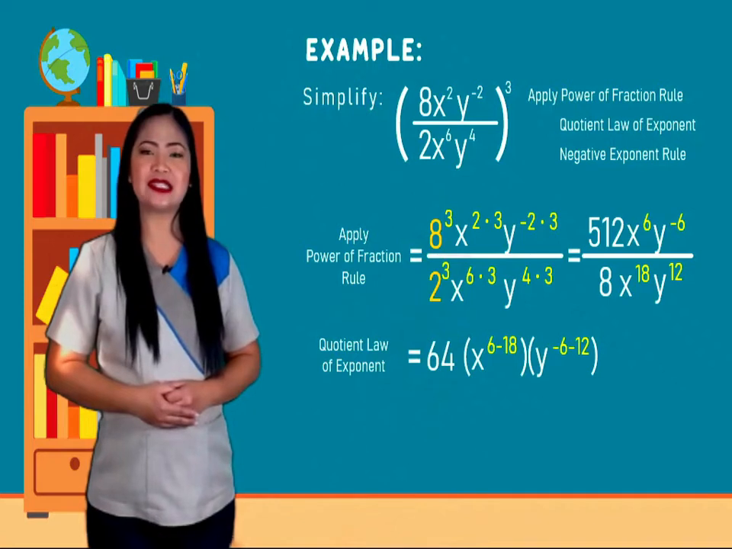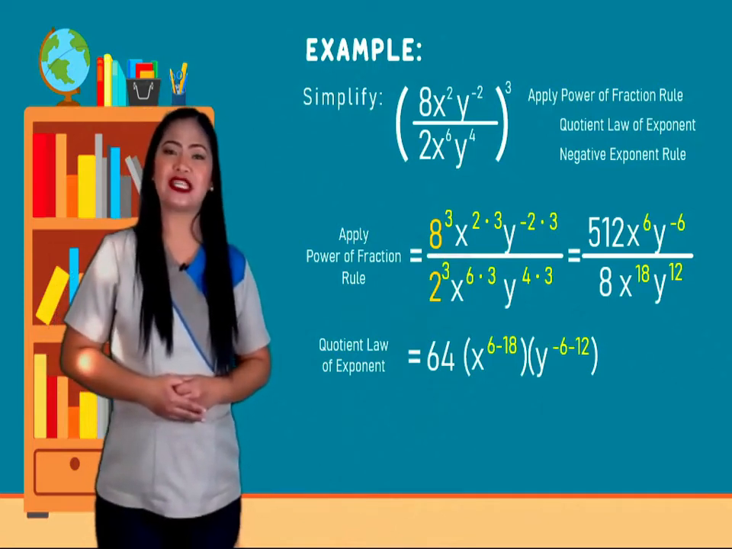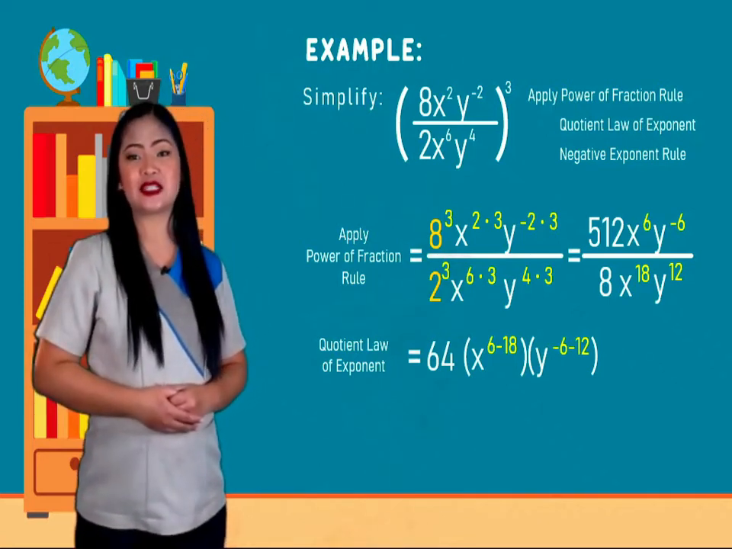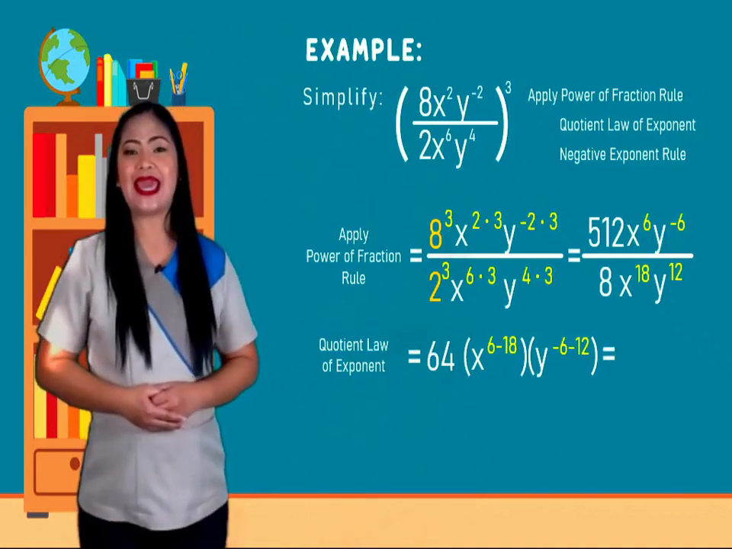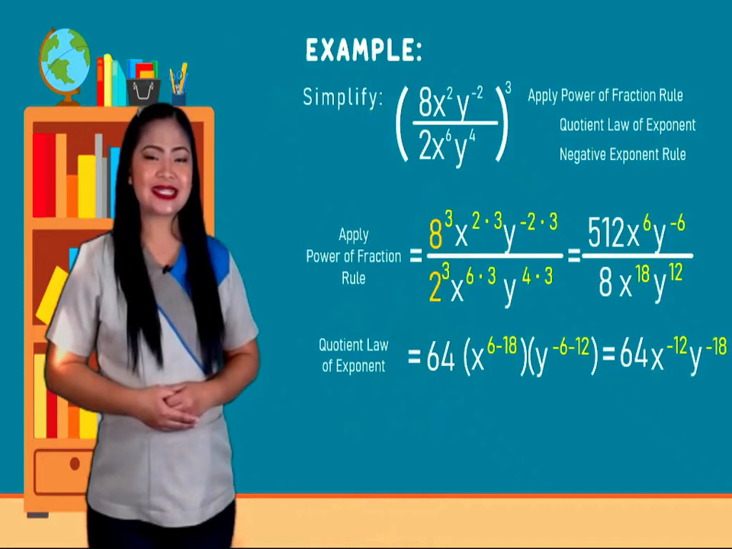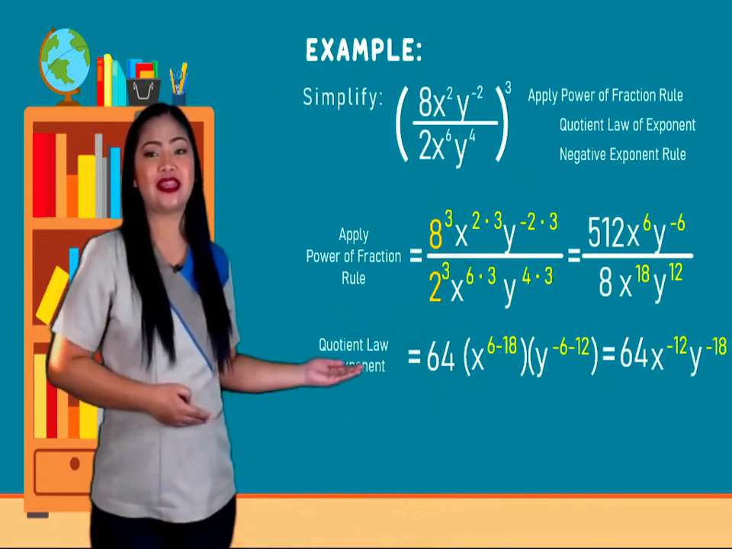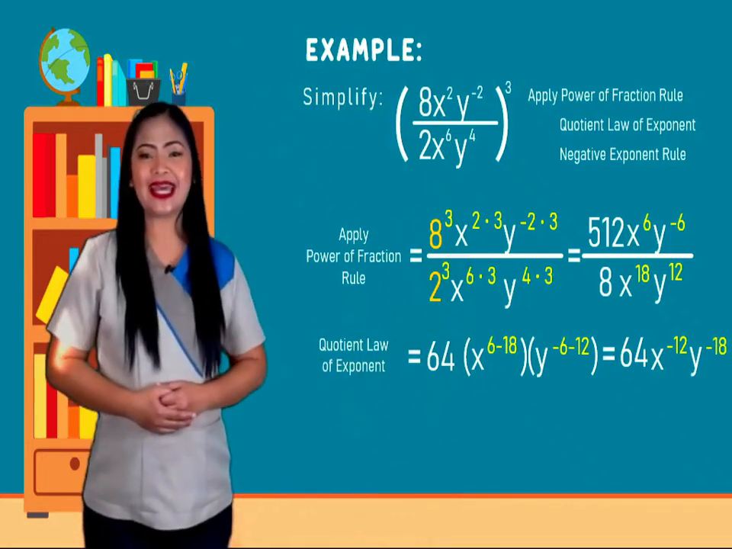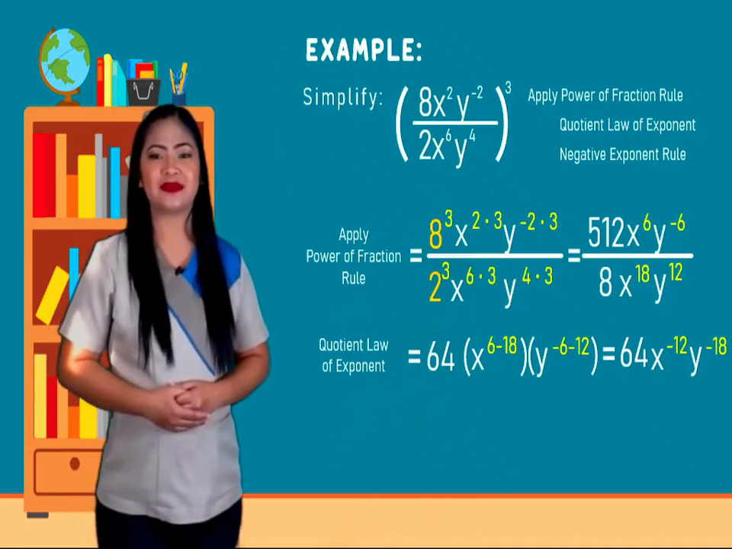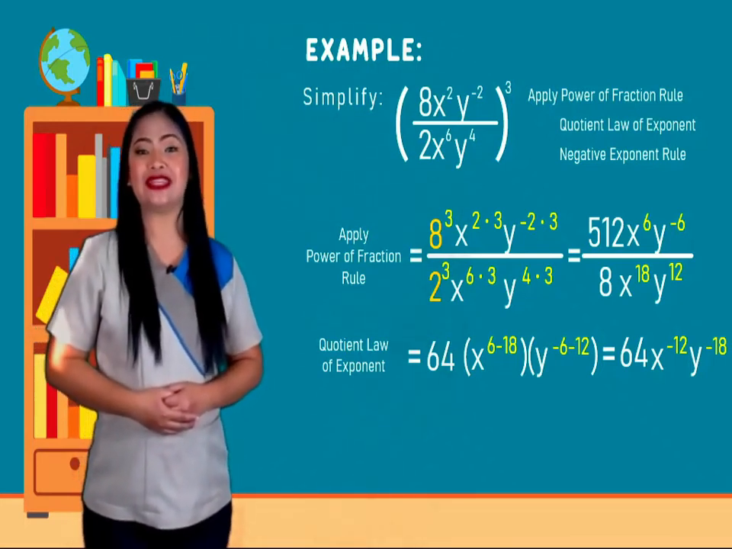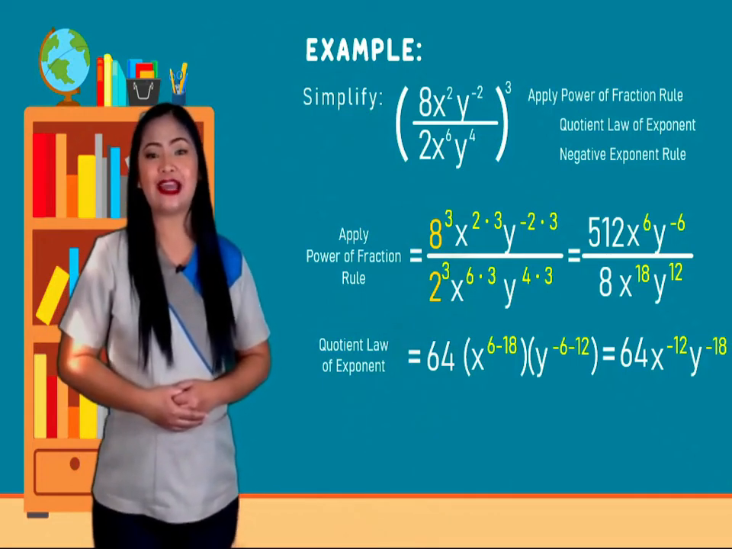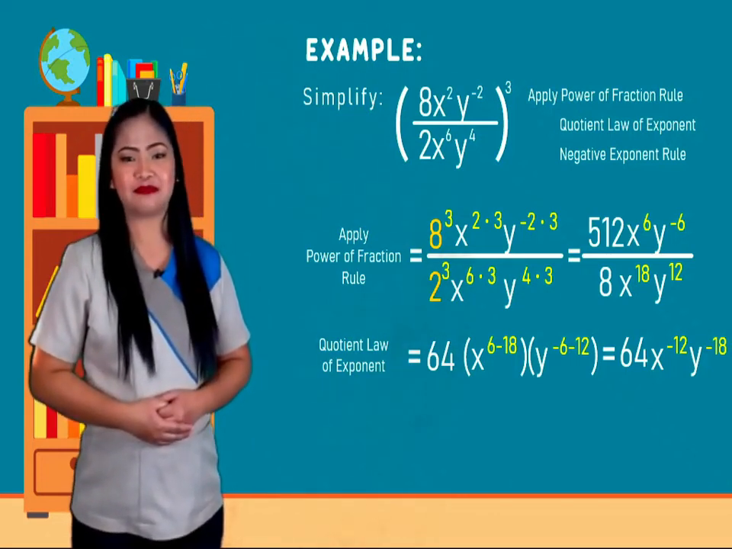Then, for the exponents, we will apply the quotient law of exponents by subtracting the exponents of those with the same bases. That would be x raised to 6 minus 18 and y raised to negative 6 minus 12. Then, we will have 64x raised to negative 12, y raised to negative 18.